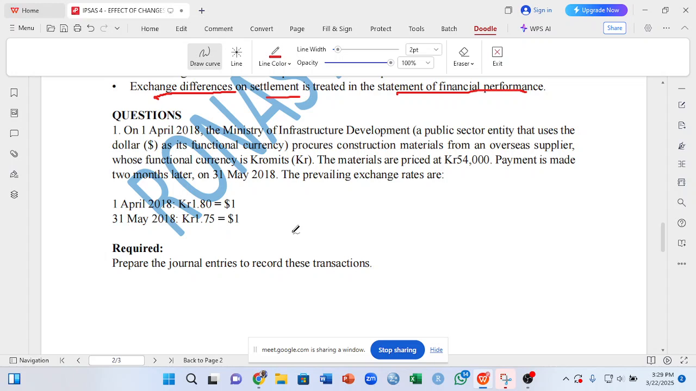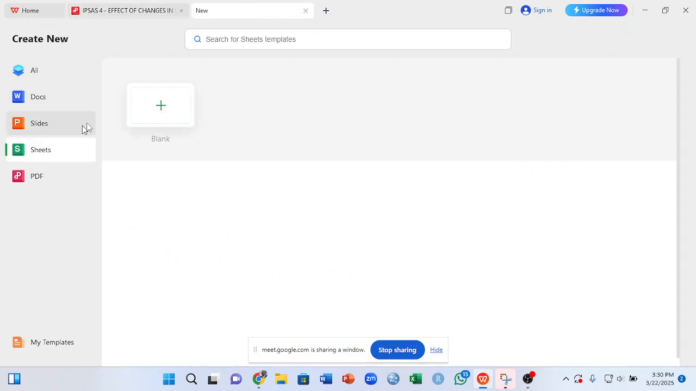I think it's the dollar. It's already stated, they clearly stated it in this question. So the dollar is the functional currency, and then the foreign currency will definitely be the chromate. This should let you know that we'll be changing from chromate to dollar, because if you are dealing in functional currency, ordinarily you have to change everything into your functional currency. Okay, so let's dive into the solution.